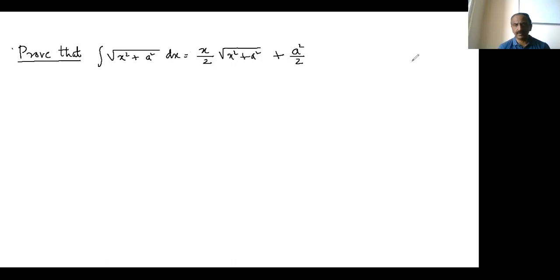Now let me just recap what is the integral of 1 by root x square plus a square. It's a standard formula. It is log of x plus denominator.